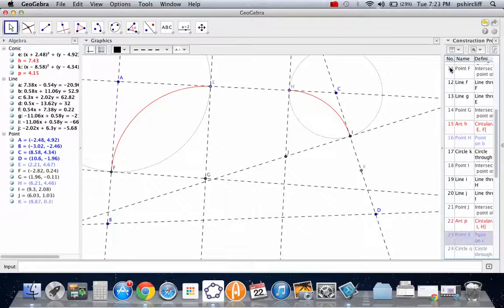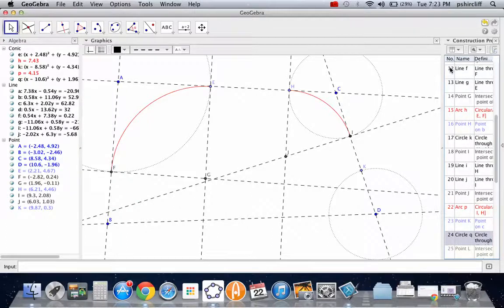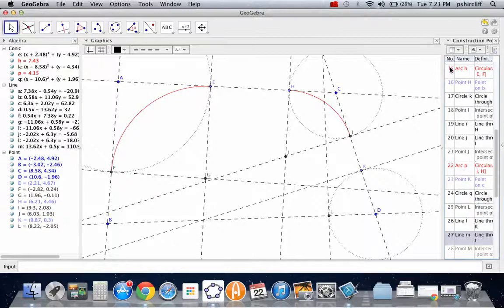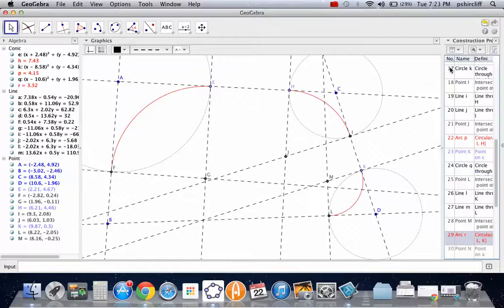Now let's come down to D, make a circle around D. And got K, also got L, perpendicular K and L. Finds a center M. Make an arc, and let's come over to B.